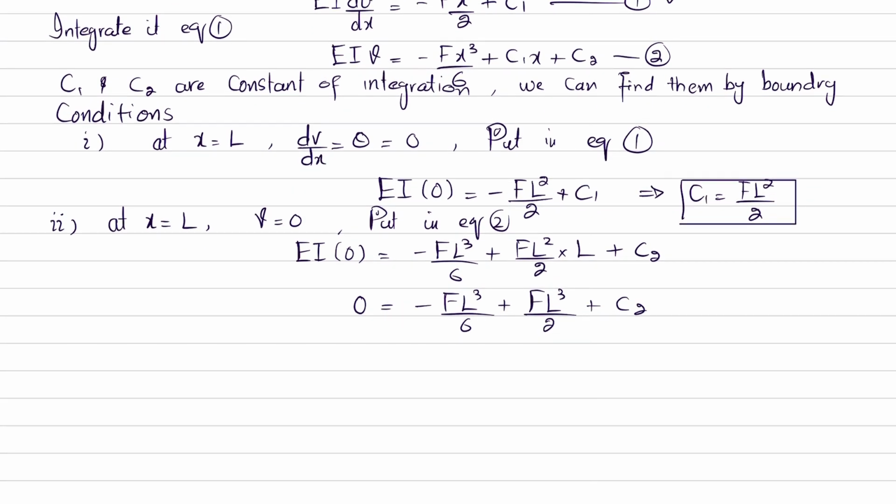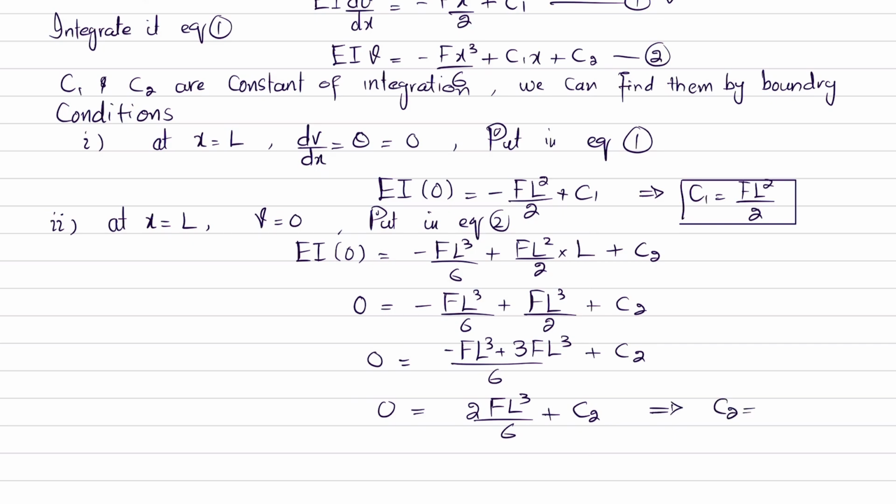Okay, so when you take the LCM, 6 divided by 6 is 1, so minus FL cube plus 3FL cube plus C2 is equal to 0. So we will get 2FL cube over 6 plus C2 is equal to 0. So from here you will get C2 equal to minus FL cube over 3. Okay, so you will get this C2.